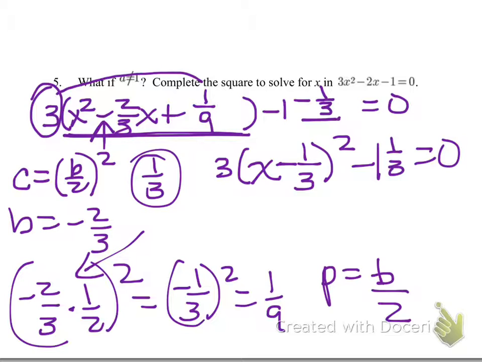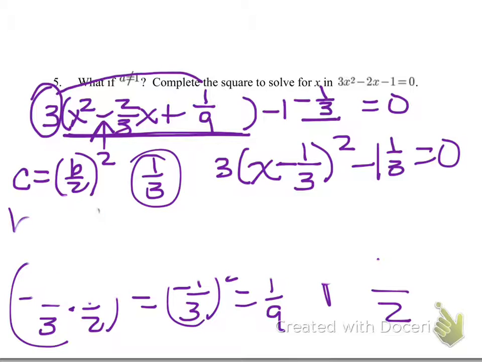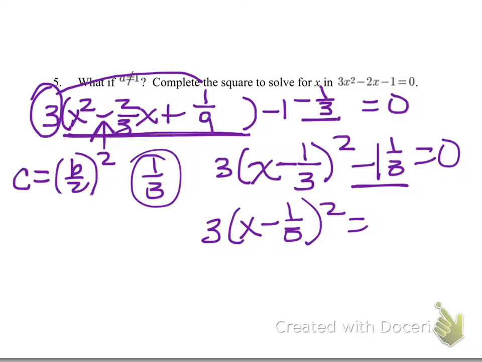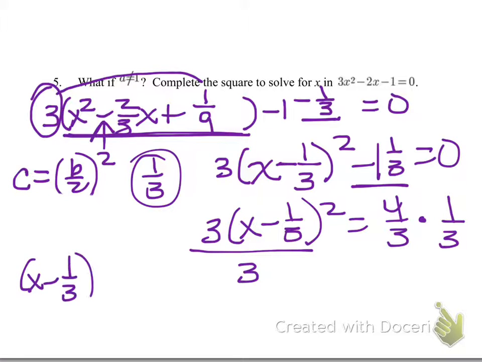I'm going to erase a few things so I have some room. First thing I'm going to do is add, this is basically negative 4/3. I'll add 4/3 to both sides. So 3 times x minus 1/3 squared equals 4/3. Now I'll divide both sides by 3, which is like multiplying by 1/3. So that's going to give me x minus 1/3 quantity squared equals 4/9.